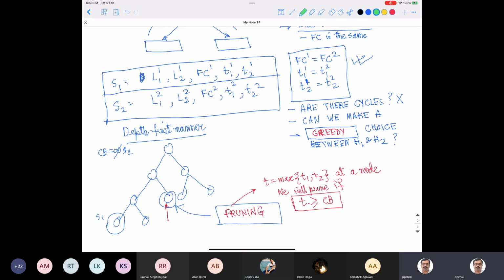Yes, sir. So the conceptual diagram is like this. There are two cookers. I have consumed so much time in cooker 1, and I have consumed so much time in cooker 2. This is H1, this is H2. And I have a remaining set of elements FC. Till now, according to Ishan, this is T1, this is T2, and this is T, which is the max of T1, T2. And I have a very clear pruning condition. If T is greater than or equal to current best, then I don't need to see any further. But suppose T is not greater than or equal to current best, then is there something I can do?